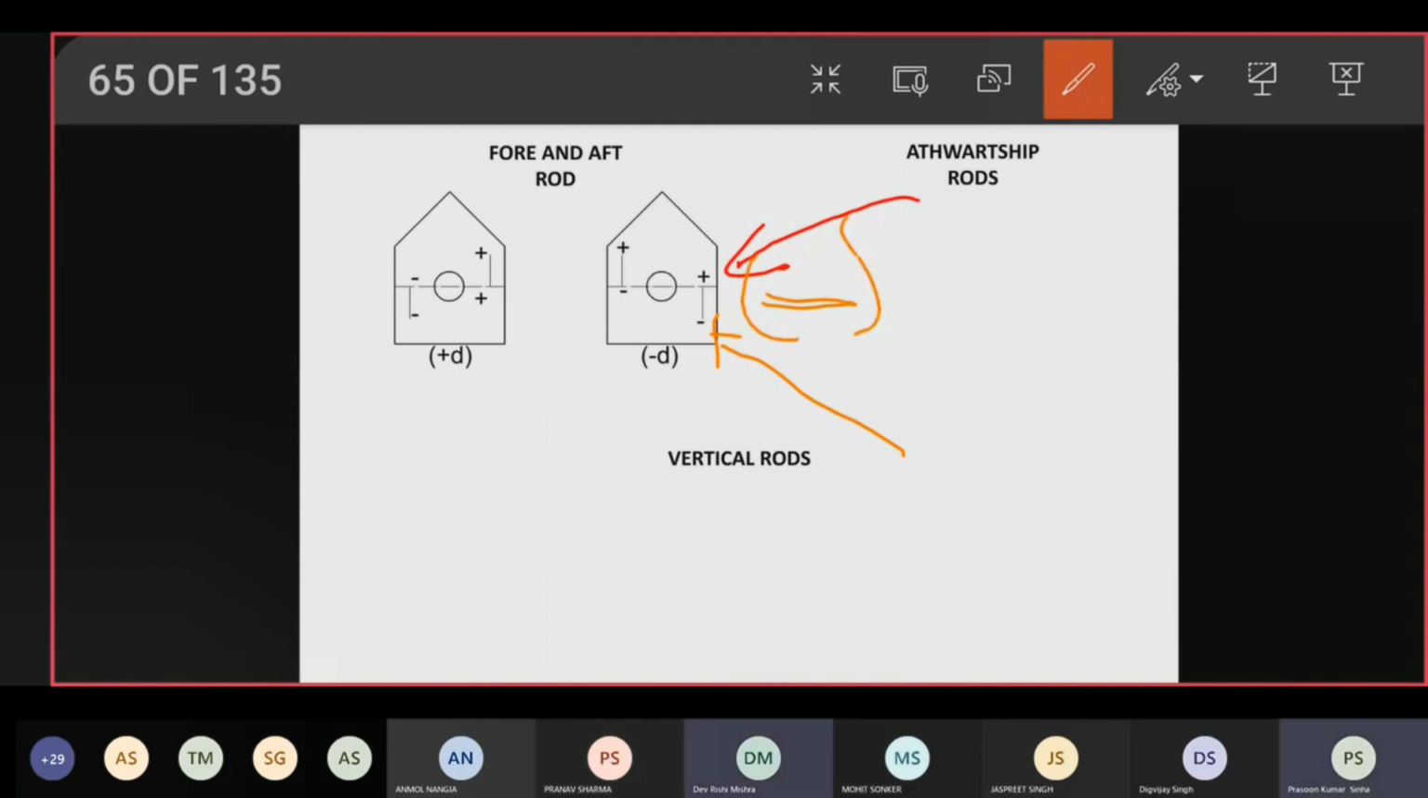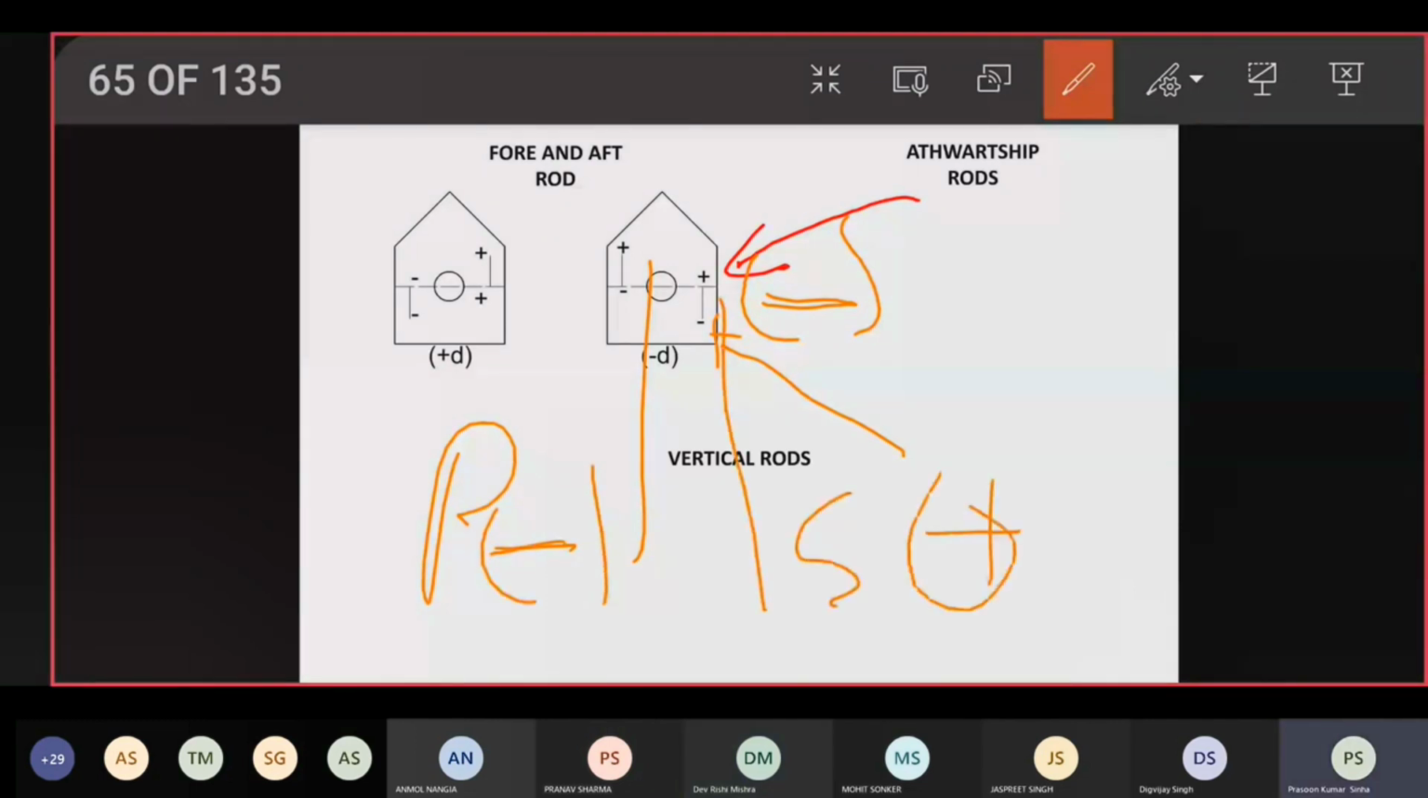Anything on the port is negative, anything on the starboard is positive. So this end, the end indicated by the green arrow, is it the closer end of the compass? Yes sir. Is that port of the compass? Yes sir. So should it not be positive, negative? Port is negative, starboard is positive.